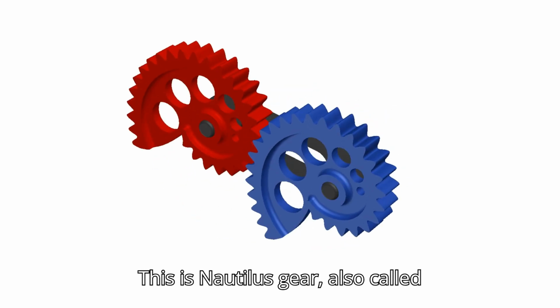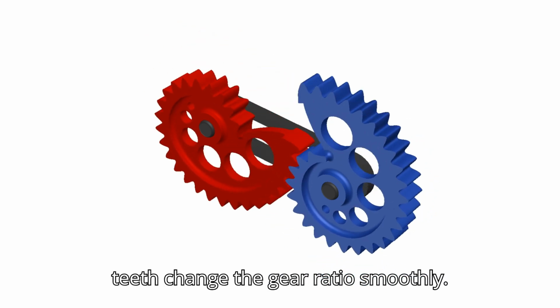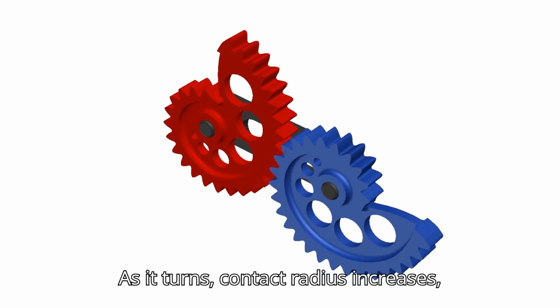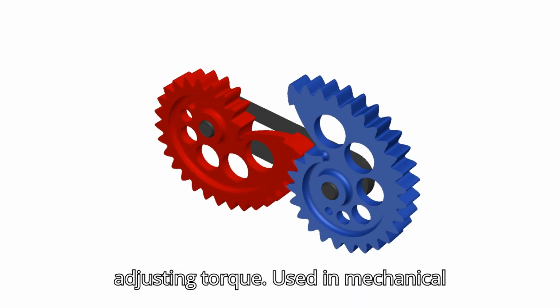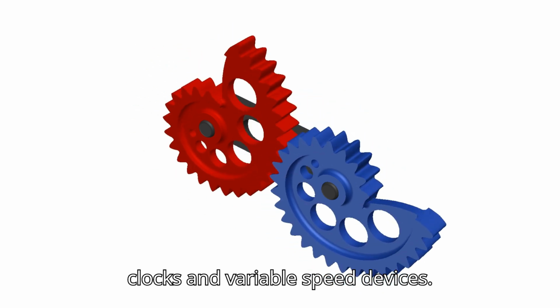This is a Nautilus gear, also called a variator gear. Its spiral-shaped teeth change the gear ratio smoothly. As it turns, contact radius increases, adjusting torque. Used in mechanical clocks and variable speed devices.